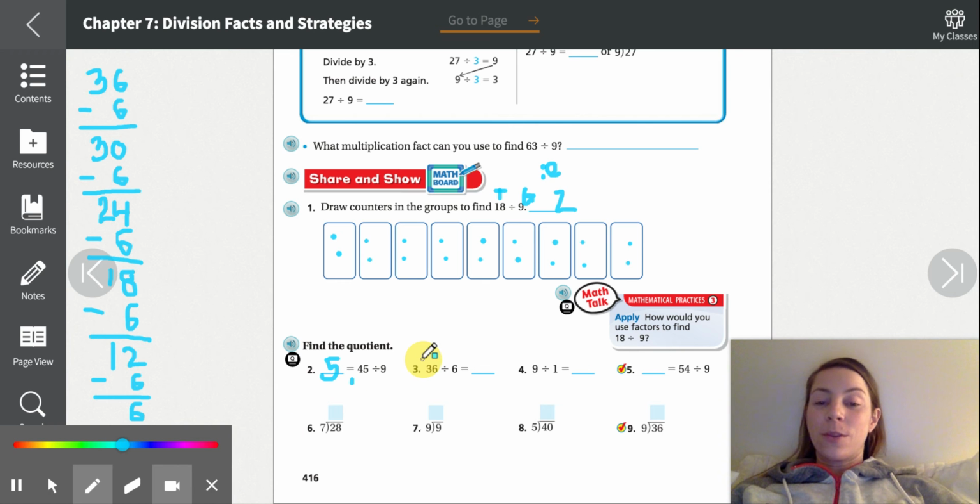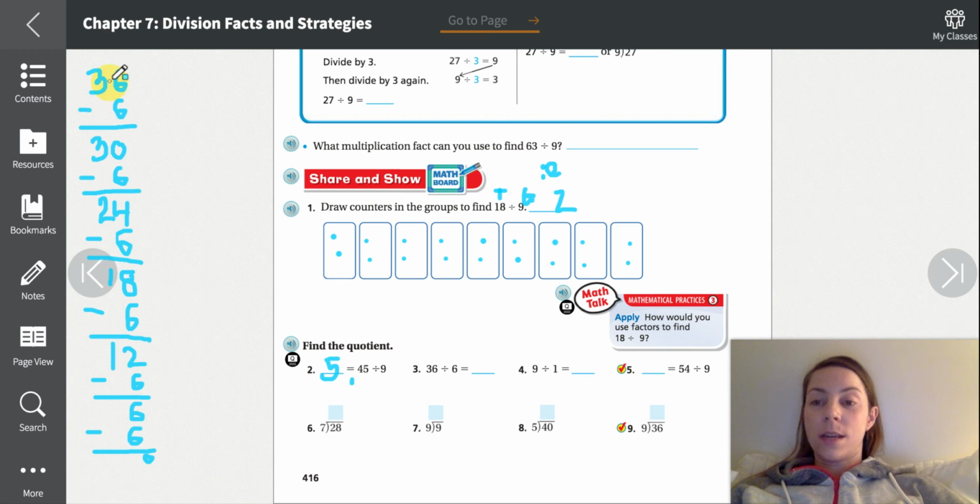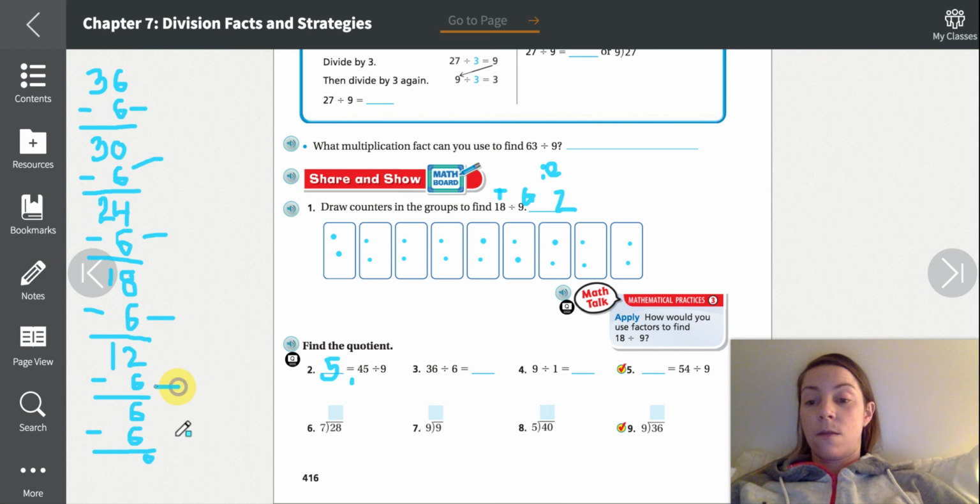We're doing number 3, 36 divided by 6, and I went ahead and did it over here with repeated subtraction. So I started with 36, and I kept taking away groups of 6 until I got to 0. So now I have to see, well, how many times did I do that? 1, 2, 3, 4, 5, 6 times. So 36 divided by 6 is 6.